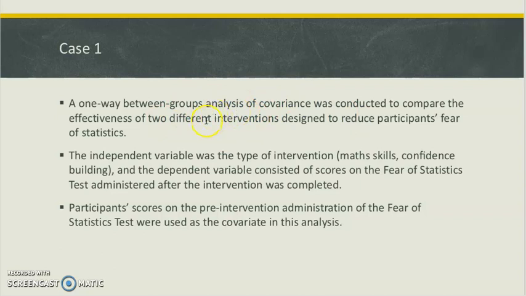So in this case, two different interventions is the independent variable. Maybe you have experimental group and control group here, and then you need a dependent variable. So dependent variable is score or achievement for fear of statistics. That would be the dependent variable or your post-test. So here the independent variable was the type of intervention, which is math skills and confidence building, two groups. Dependent variable, score of the fear of statistics, and the covariate is the pre-test or the pre-intervention administration for fear of statistics.